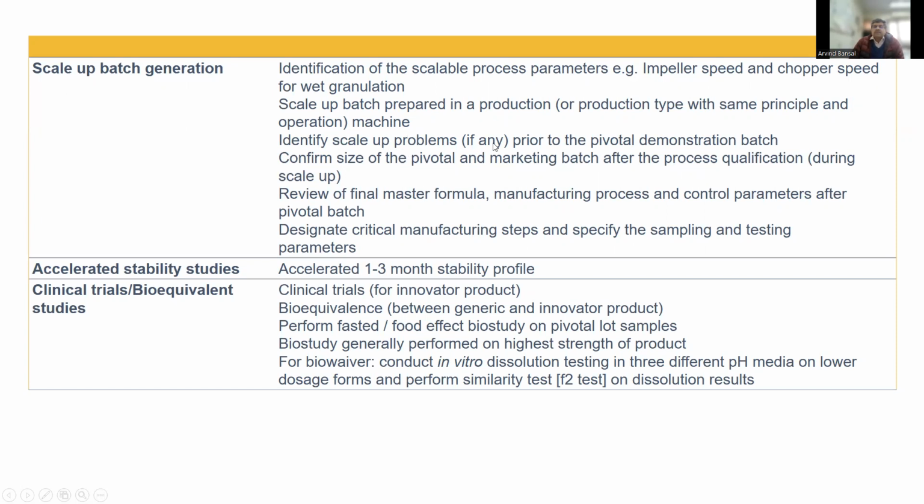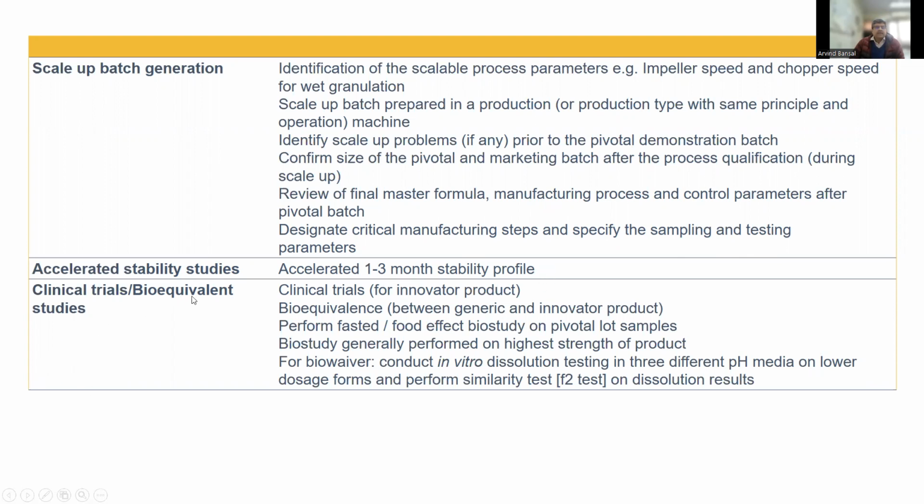Identify the scale-up problems prior to the pivotal demonstration batch, or what we also call as the exhibit batch. Confirm the size of the pivotal and the marketing batch after the process qualification. Review of the final master formula, manufacturing process and control parameters, and designate critical manufacturing steps and specify the sampling and testing parameters. Accelerated stability studies are also performed in this stage, which consist of 1 to 3 month stability profile.